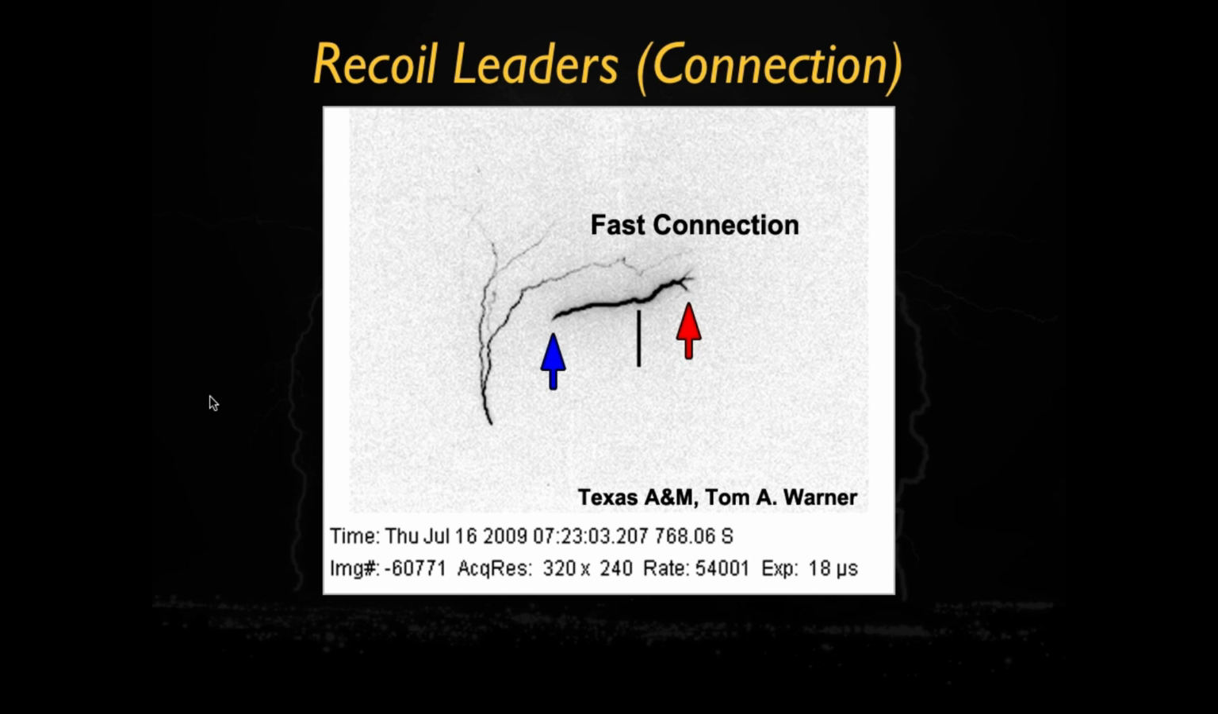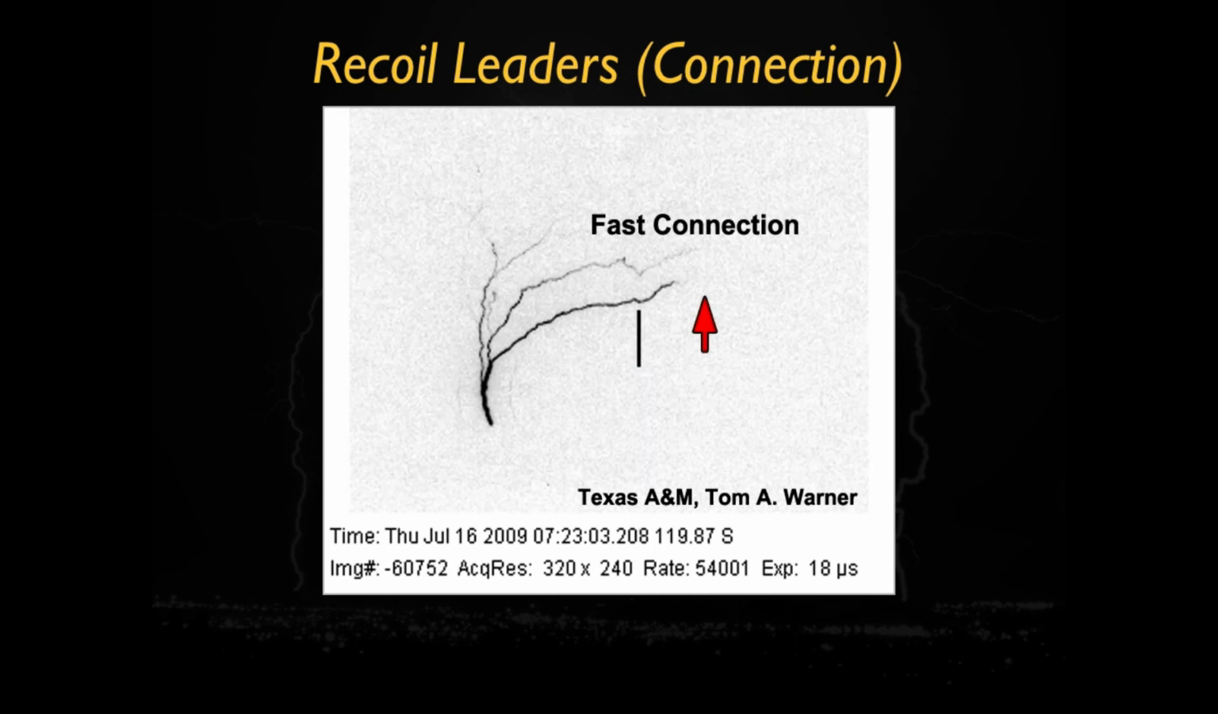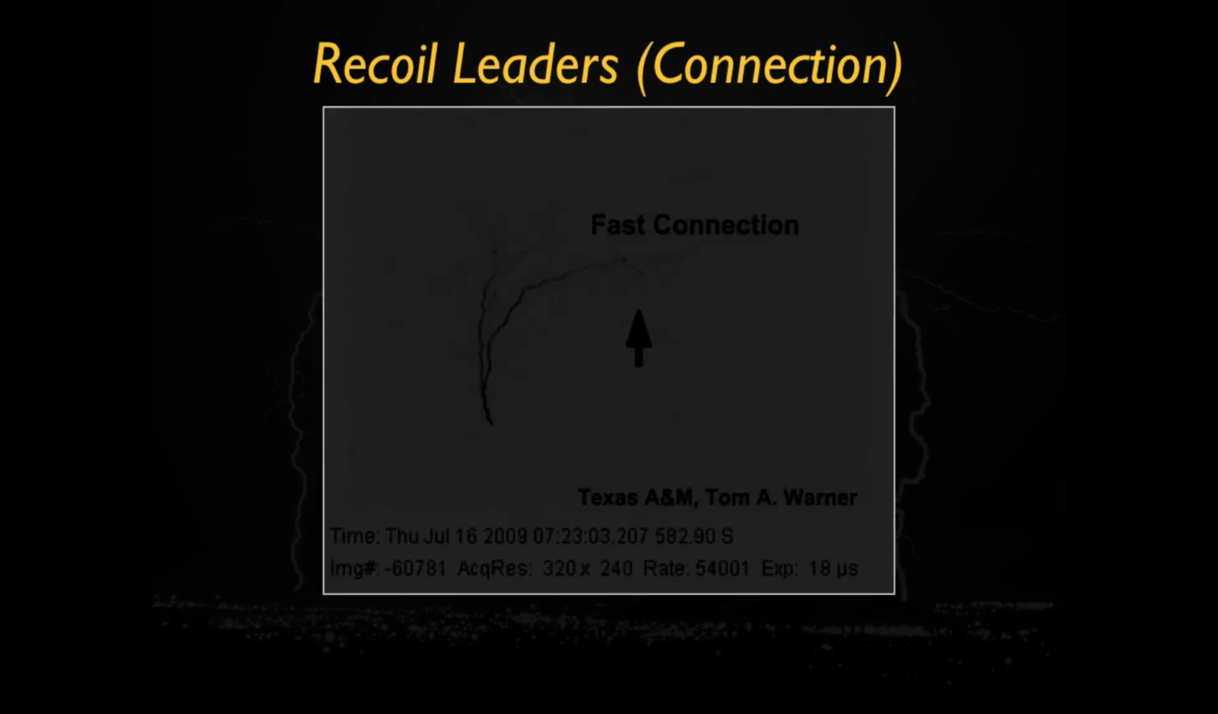In order to see the actual bidirectional bipolar development, though, we need to have a faster camera. So this is the development of a recoil leader filmed at 54,000 images per second, and it'll play twice here. The initiation point is right here, and we can't see the visible tip because of the short exposure time, but we will see the bright development of the recoil leader itself. So it'll play a second time here.